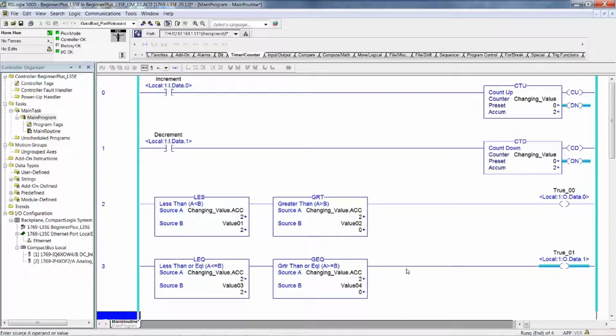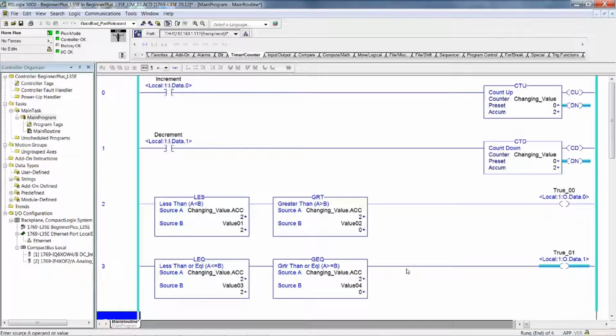If you want to include the value of source B in a true condition, which set of instructions would you use? Less than, greater than, or less than or equal to and greater than or equal to? Well, you would use less than or equal to and greater than or equal to. If you want to exclude the value of source B in a true condition, which set of instructions would you use? You would use the other pair, less than and greater than.